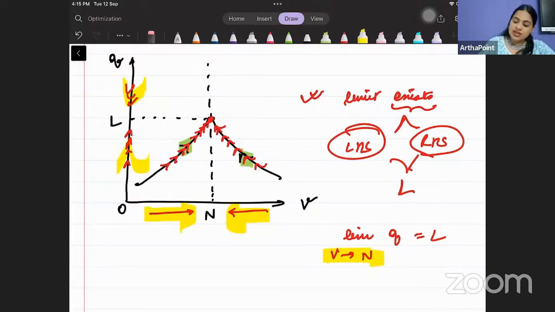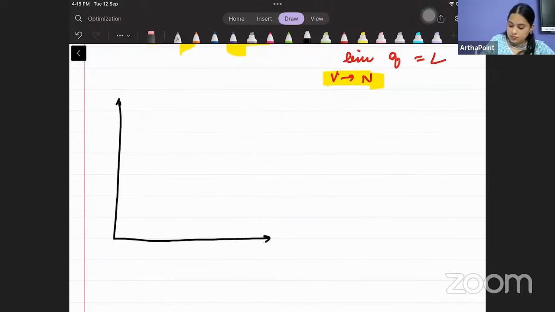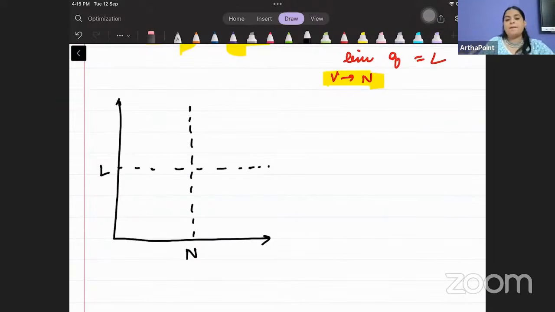Beta, let's look into the third diagram for the day. Now what I'm doing is the following. N, L. Now, beta, the curve that I have drawn is like this. L1.